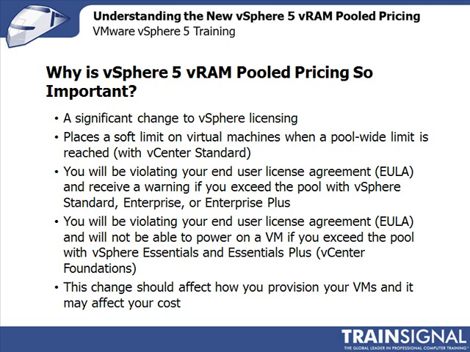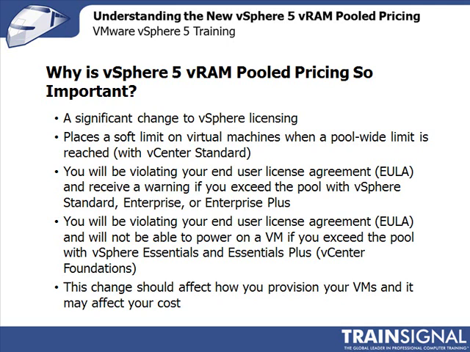So there's really a soft limit on the virtual machines when you exceed your pool-wide limit if you're using vCenter Standard, which most companies out there are using. So there's a soft limit, which means that if you actually exceed the pool, you won't be immediately prevented from powering on that next virtual machine or from exceeding the pool. But you will be violating your end user license agreement, and that's very important. That means that your company is legally obligated to purchase more vSphere licenses even before you power on the virtual machine. Now, on the other hand, if you're using vCenter Foundation and you're using vSphere Essentials or Essentials Plus, you'll actually be prevented from powering on a virtual machine if you're going to be exceeding the pool.